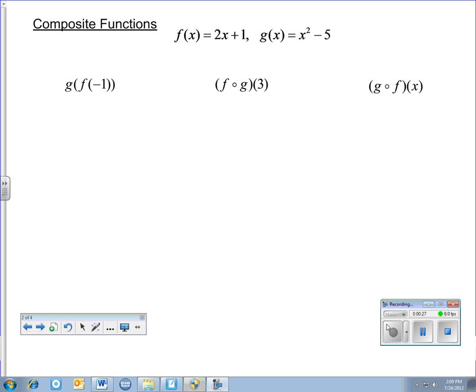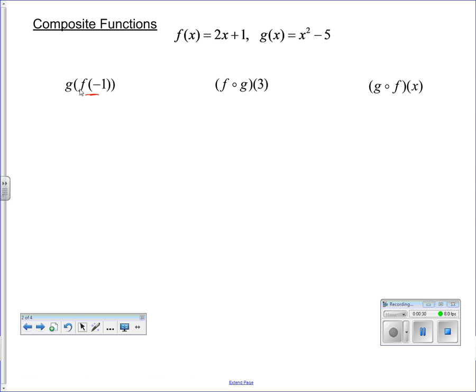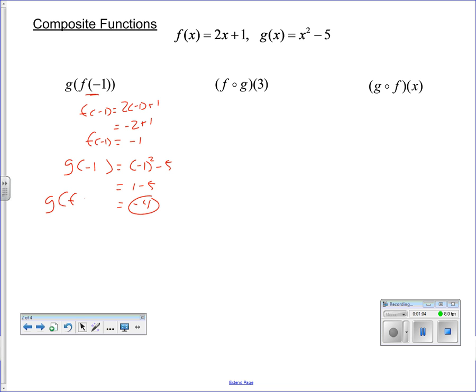Our first example, g of f of negative 1. When it's written like this with a lot of parentheses, we work our way inside out. So first I'm going to do f of negative 1. f of negative 1 would be 2 times negative 1 plus 1, which is negative 2 plus 1, which is negative 1. Since I want g of f of negative 1 and f of negative 1 equals negative 1, I'm really doing g of negative 1. That is negative 1 squared minus 5, which is 1 minus 5, which is negative 4. So g of f of negative 1 equals negative 4.